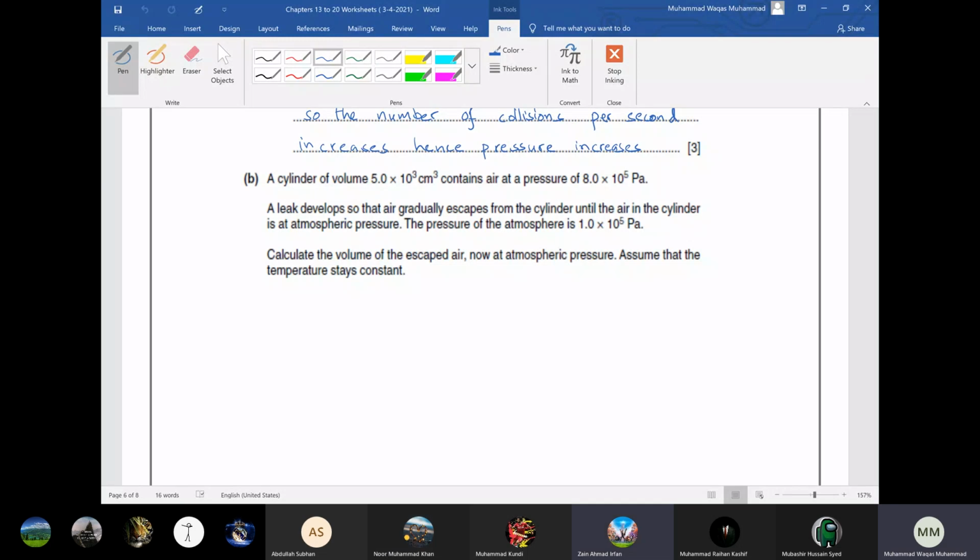Then we are given the pressure of the air. So at an instant, this is the volume and this is the pressure. We can say P1 and V1 are given, and then, beta, a leak develops, so air gradually escapes from the cylinder until the air in the cylinder is at atmospheric pressure.